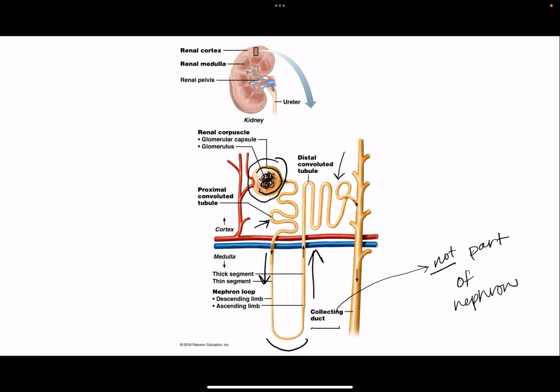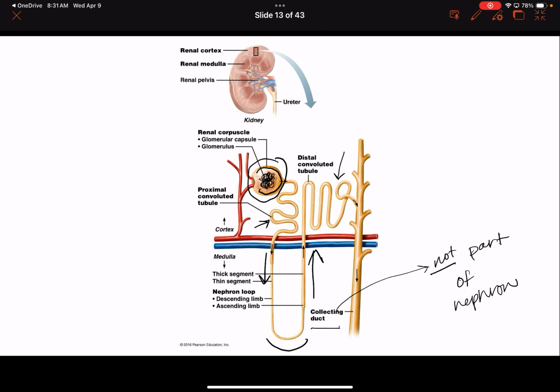All right. So let's trace a drop of filtrate together. And hopefully it doesn't erase and go away. So this is trace a drop of filtrate.